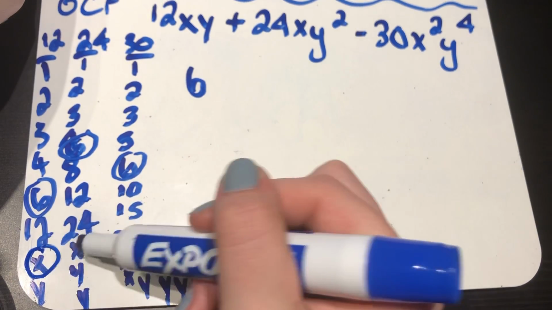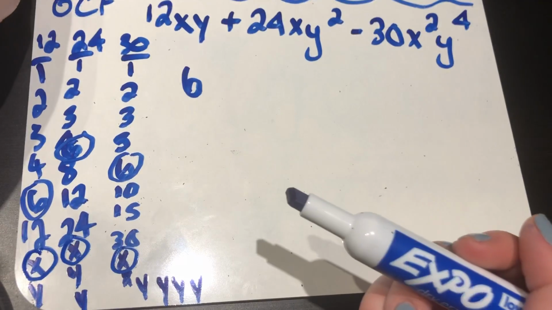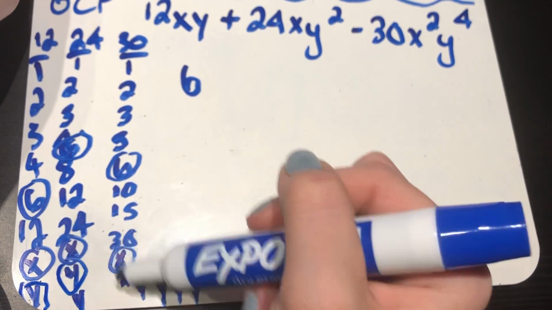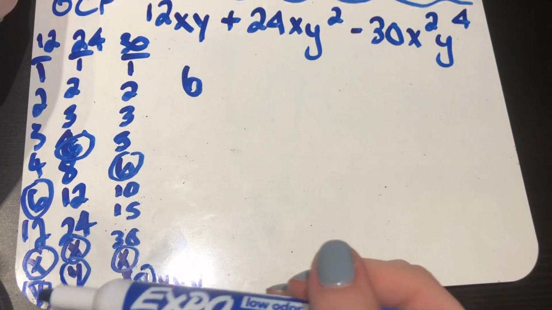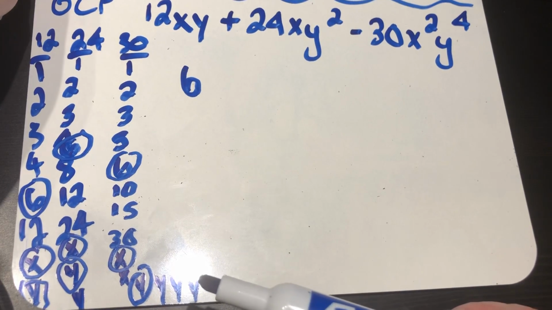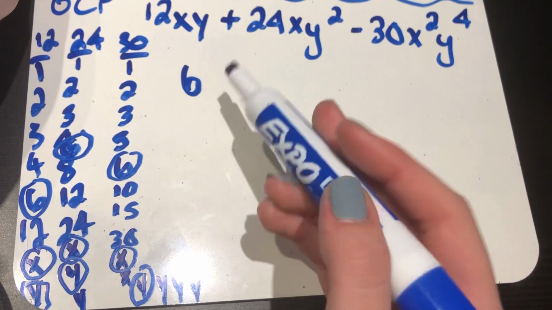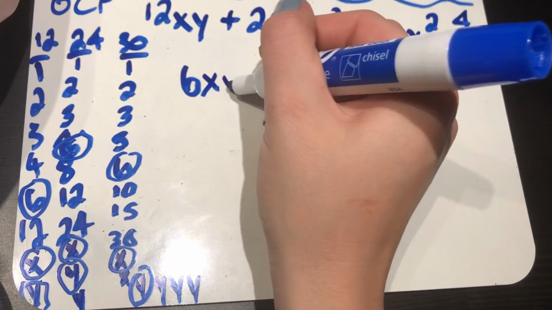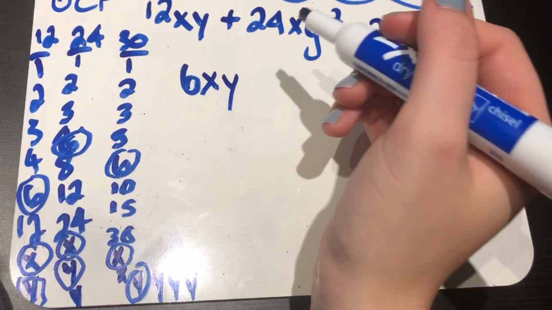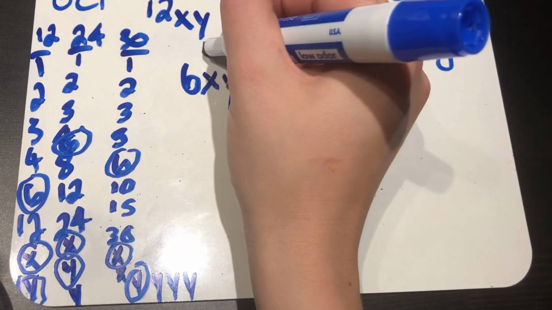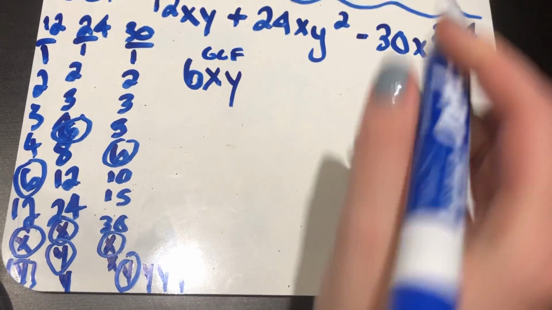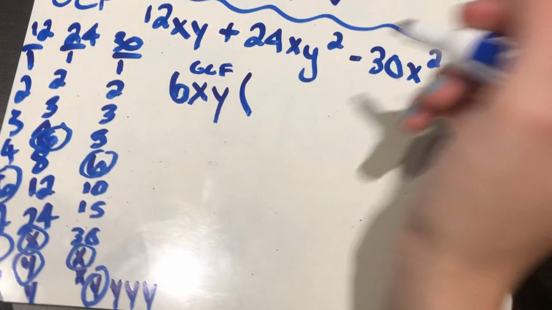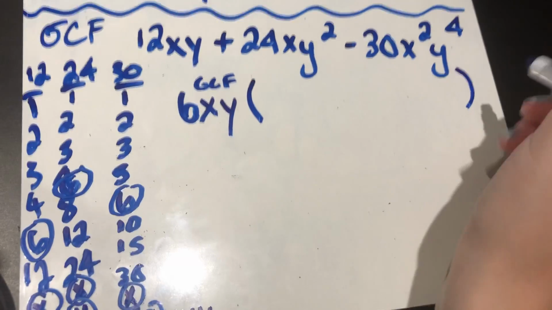Okay, so what do they all have in common? Well, they all have an x in common. So I'm going to circle that. They all have a y in common. But they all three have nothing else in common. So they only have the 6 in common, they only have an x in common, and they only have a y in common. So I know that my GCF is going to be 6xy. That's my GCF. So now I just got to figure out what goes on the inside.